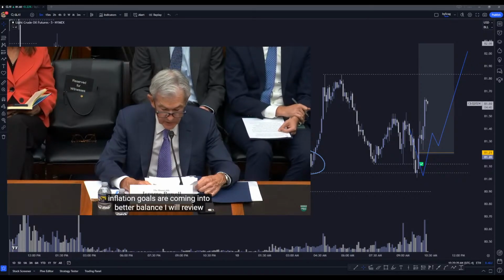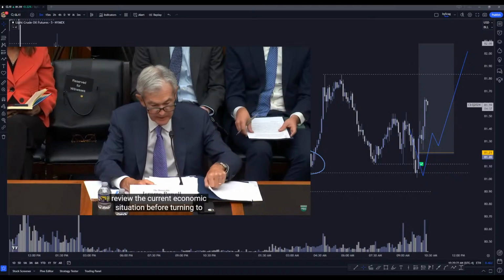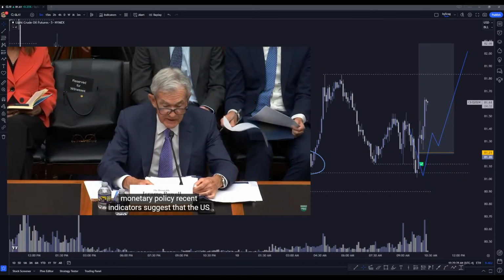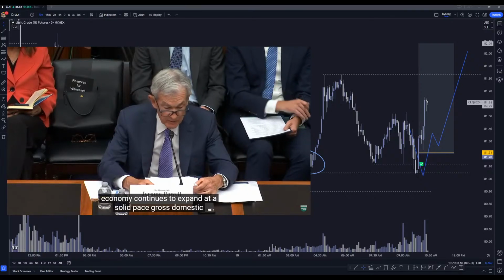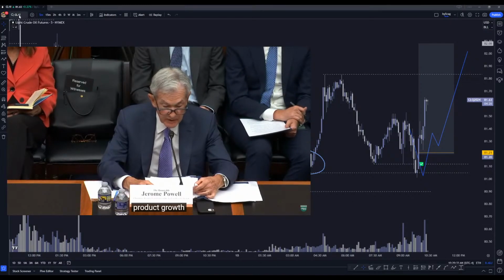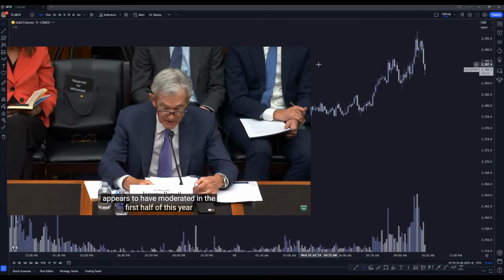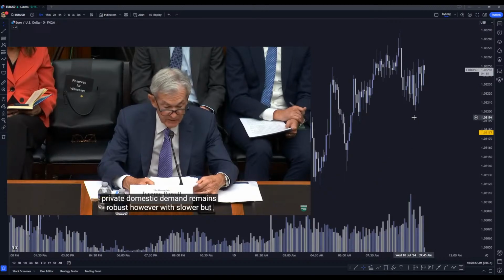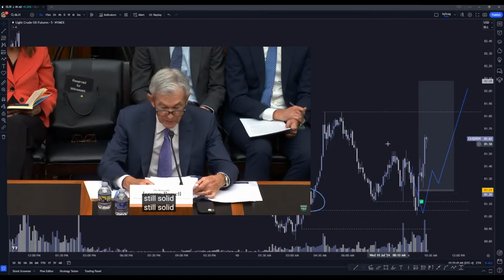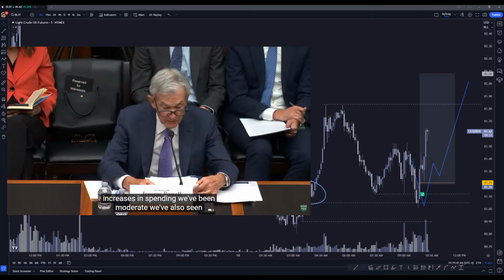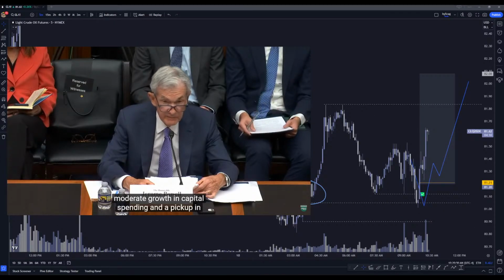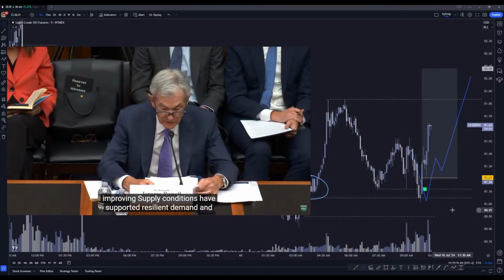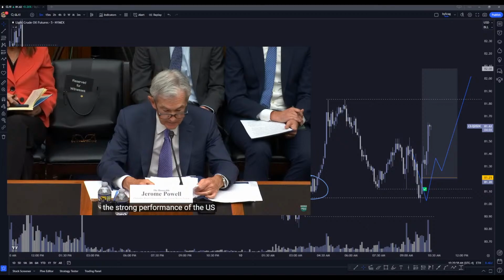I will review the current economic situation before turning to monetary policy. Recent indicators suggest that the U.S. economy continues to expand at a solid pace. Gross domestic product growth appears to have moderated in the first half of this year, following impressive strength in the second half of last year. Private domestic demand remains robust, however, with slower but still solid increases in consumer spending. We've also seen moderate growth in capital spending and a pickup in residential investment so far this year. Improving supply conditions have supported resilient demand and the strong performance of the U.S. economy over the past year.